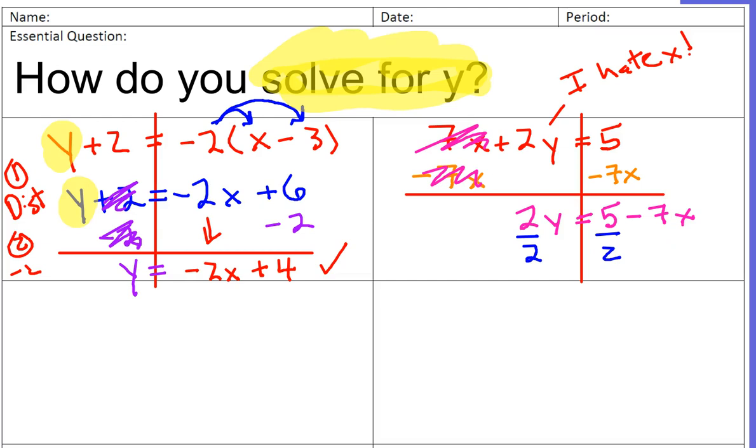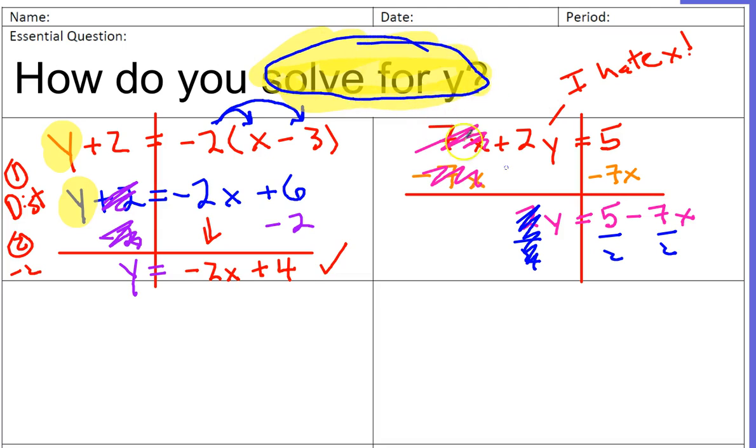I'm going to do it again. That wasn't that bad. I'm going to divide everything by 2. Divide by 2, divide by 2, divide by 2. And then I cancel these, they're opposites. And now I have successfully solved for y. I know that because y is by itself. That's okay. And then it's equal to 5 over 2 minus 7 over 2.